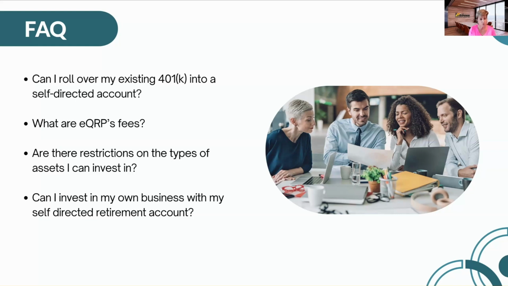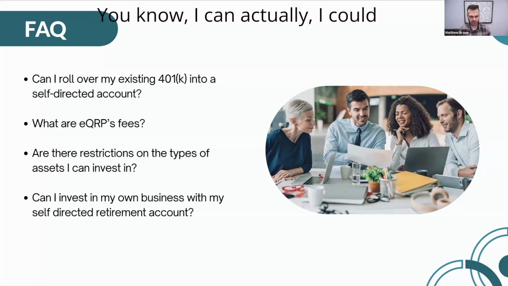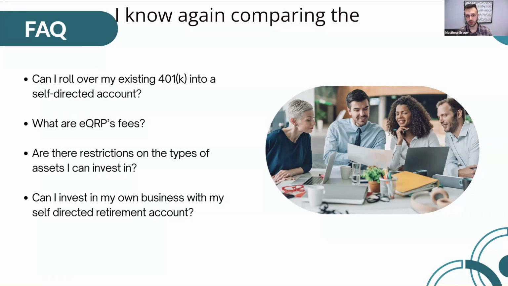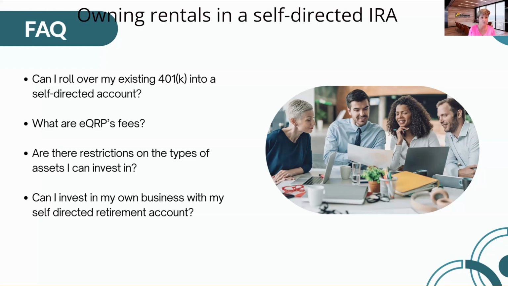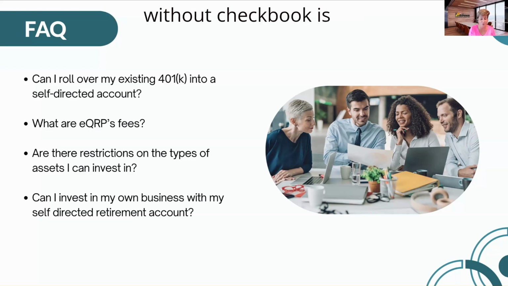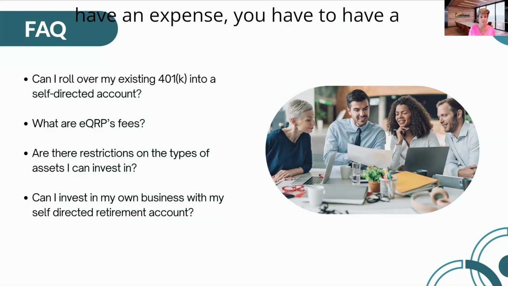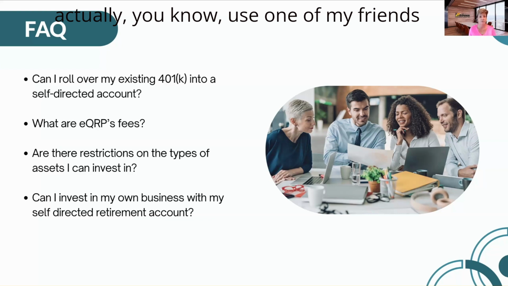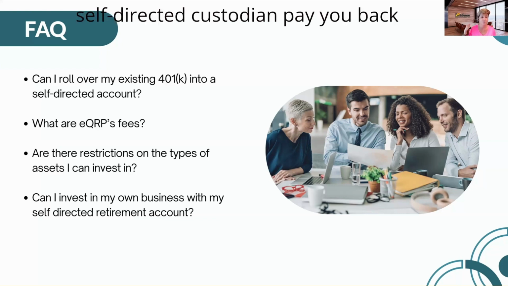Did you cover checkbook control? I could probably get into that a little bit more, just so I'm clear. That's a good point. Again, comparing the self-directed IRA to the EQRP, owning rentals in a self-directed IRA without checkbook control is really difficult, because every time you have an expense or a repair done, I would have to use one of my friends and say, hey, can you write out the check to the plumber and I'll have my self-directed custodian pay you back?